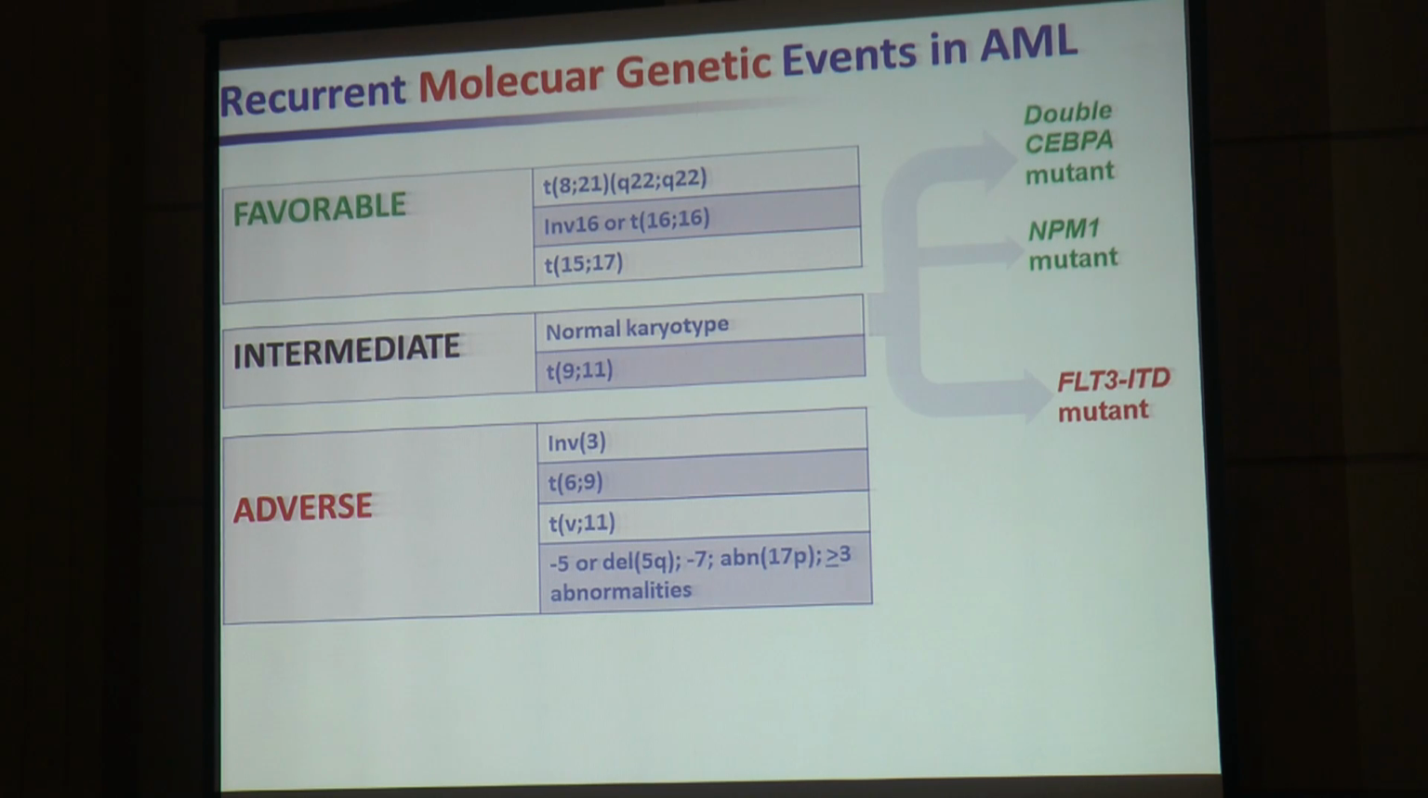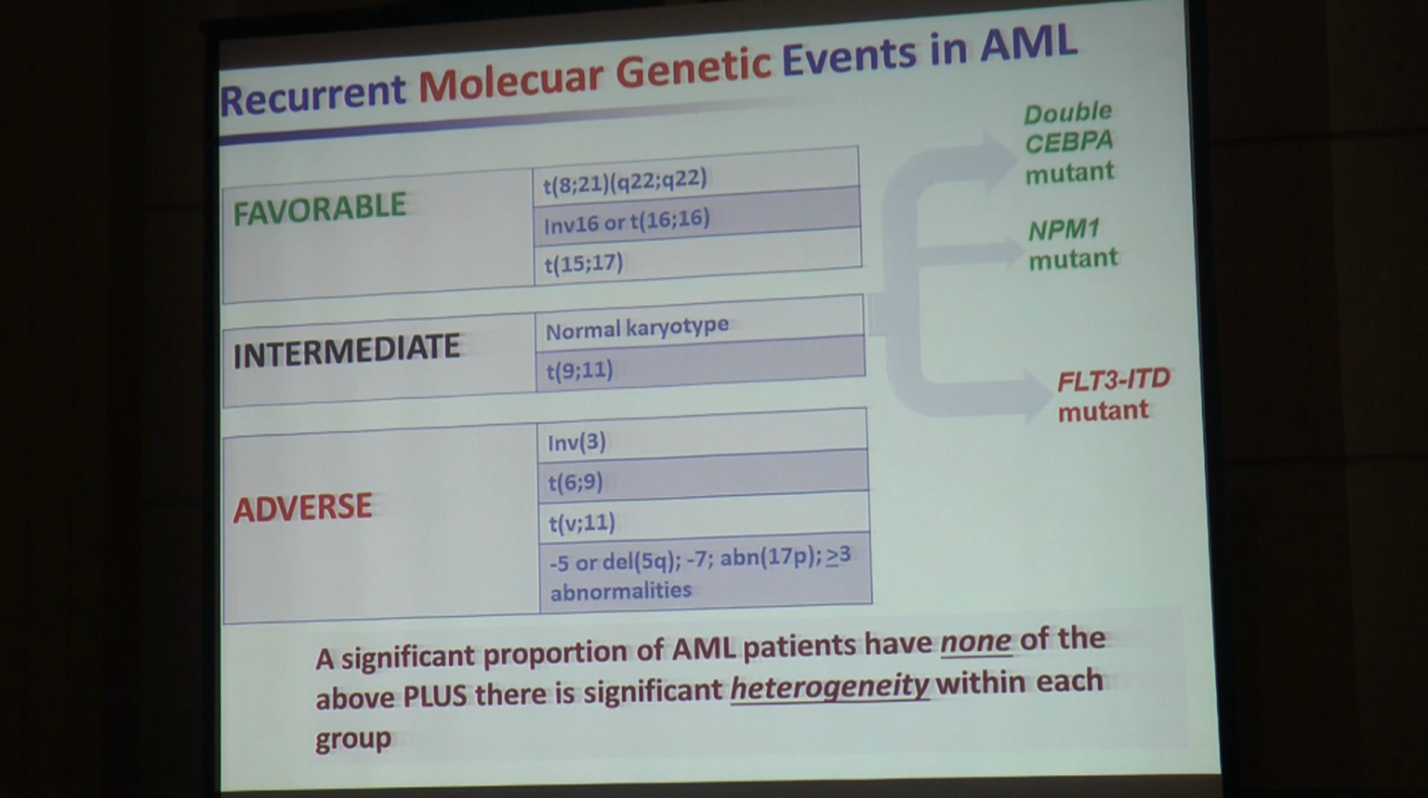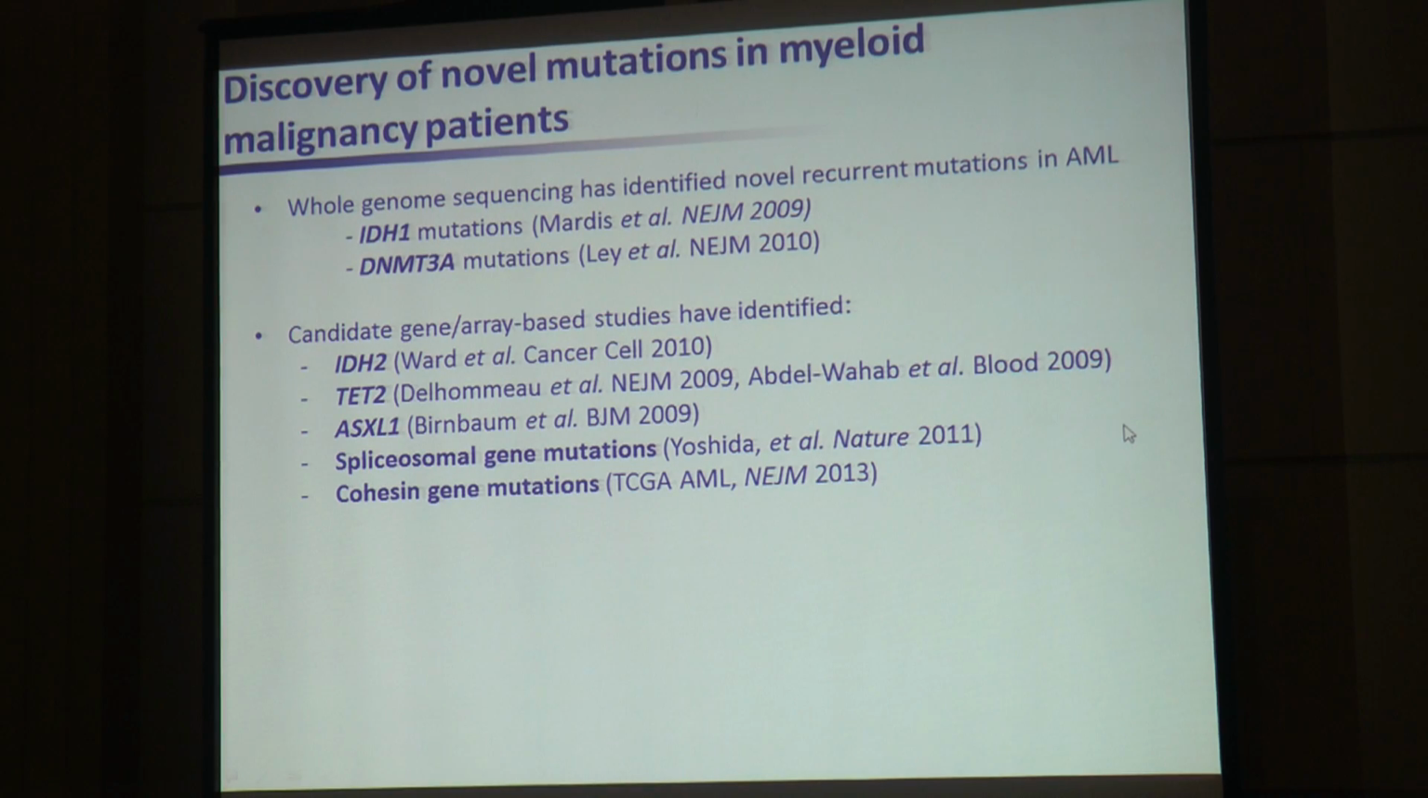But even still, with everything we have on this screen right now, a significant proportion of AML patients actually have none of the above cytogenetic or molecular genetic abnormalities. And there's a lot of heterogeneity within each of these categories as well. And so over the last 5 years or so, I think a lot of what Dr. Mufti talked about has also happened in AML.